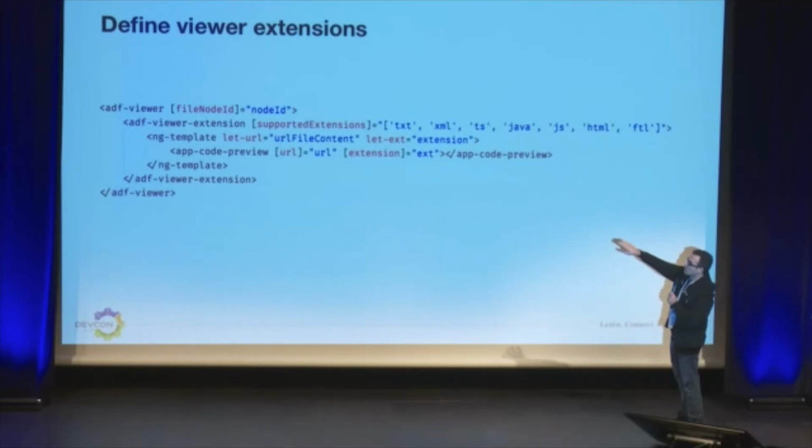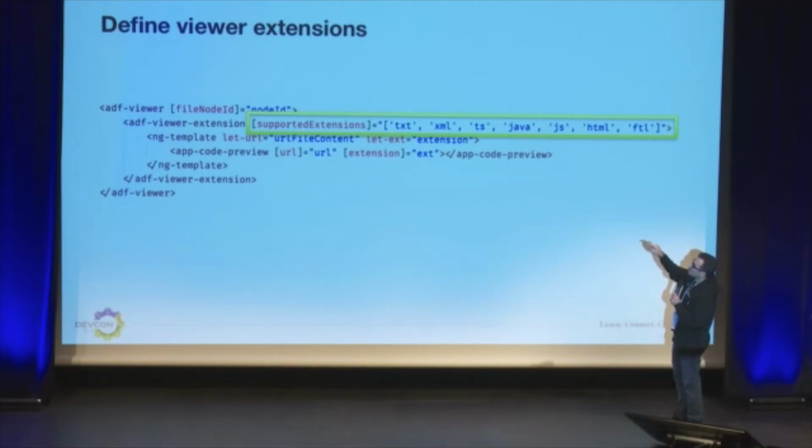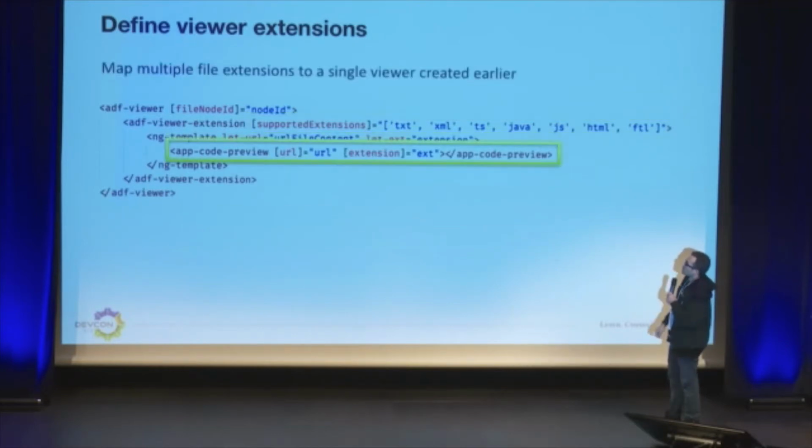The first tag is the ADF viewer, the one that you usually use, which gets a node ID as input. And you can add this other tag inside, the ADF viewer extension. You can say, I want this extension to support TXT, XML, TypeScript, Java, JavaScript, HTML. When you tell the viewer this, instead of using the normal viewer to render those kinds of files, it will use your renderer. So inside the ng-template, these other two tags, you have to add your code.